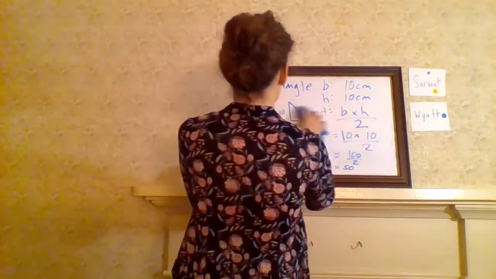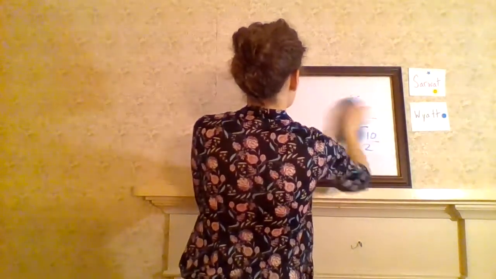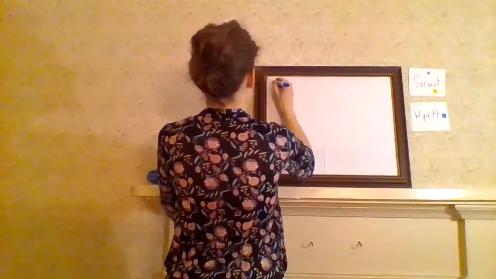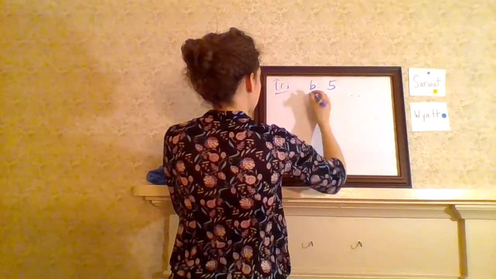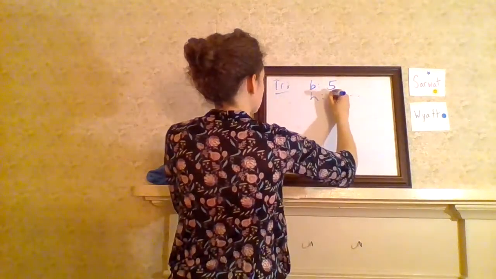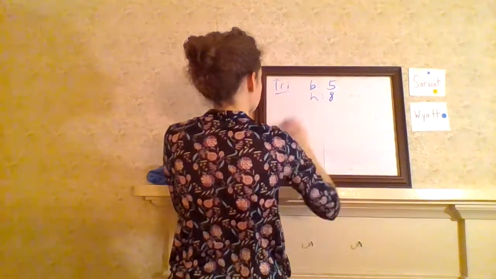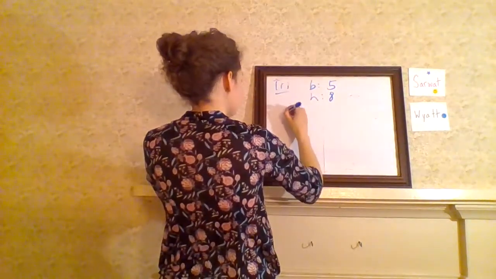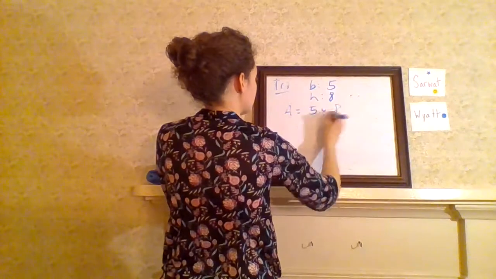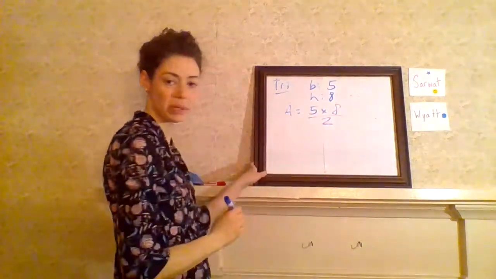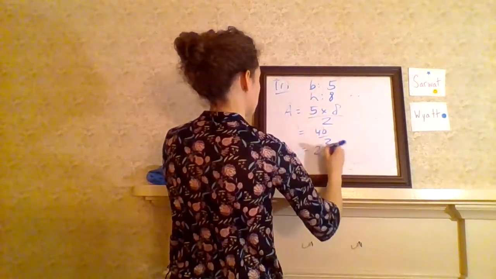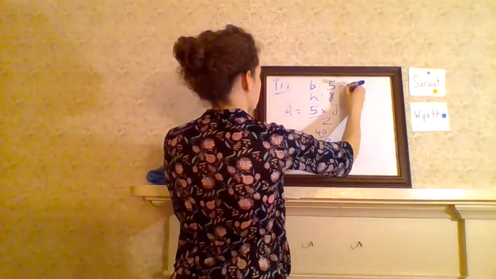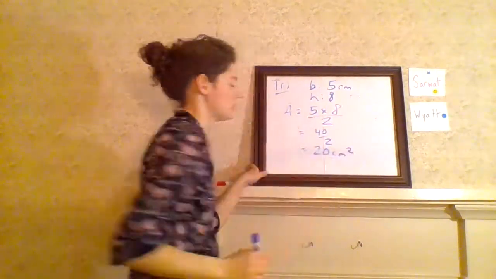Okay, let's try one more. Say the triangle was, base was 5 and the height was 8. We would say the area is 5 times 8 divided by 2, because it's base times height divided by 2. And then we would have 40 divided by 2, which is 20. So the area would be 20 centimeters squared.